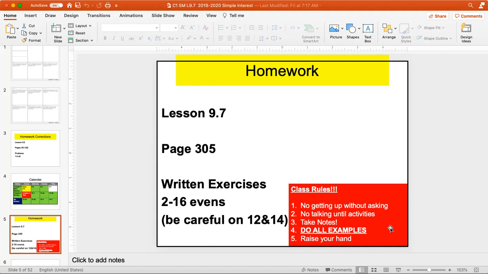So on number 10, it says you are given $1,240. That is your principal, right? So that means P is 1240. I don't know what R is. It's R. You're told it's 3 years, 6 months.